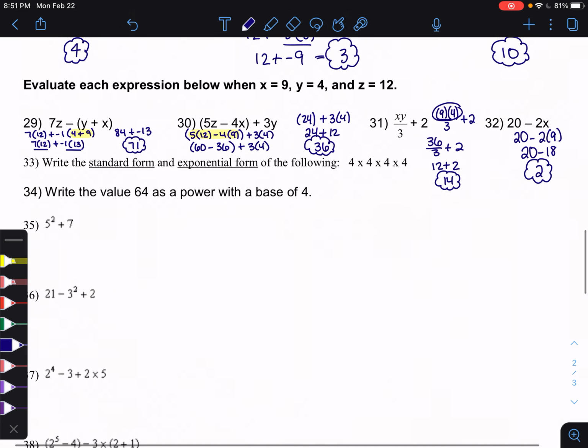Number 33 says to write the standard form and the exponential form of 4 times 4 times 4 times 4. So exponential form is going to be 4 squared. Not 4 squared, 4 to the 4th power. Geez, I can't count tonight. 4 to the 4th power, and 4 to the 4th power is 256.